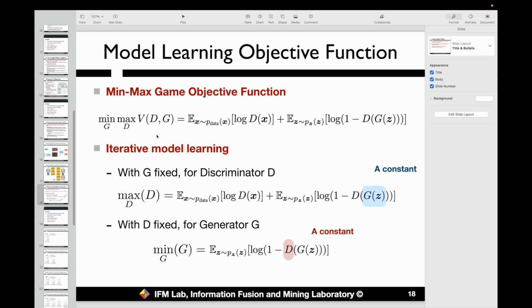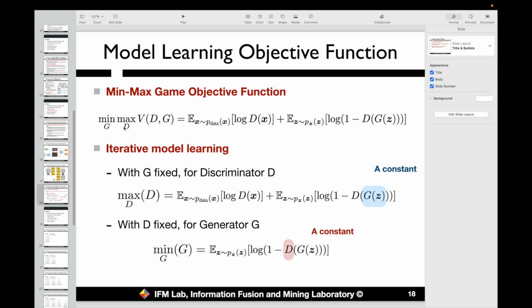For this kind of min-max function, the solution will be an iterative learning process: with one model fixed, the other one is optimized, and then we do it the other way around. On this page, we show the iterative model learning process. Because we have two models, G and D, if we have G fixed, then G(z) will be a constant. With G fixed, we try to optimize D.